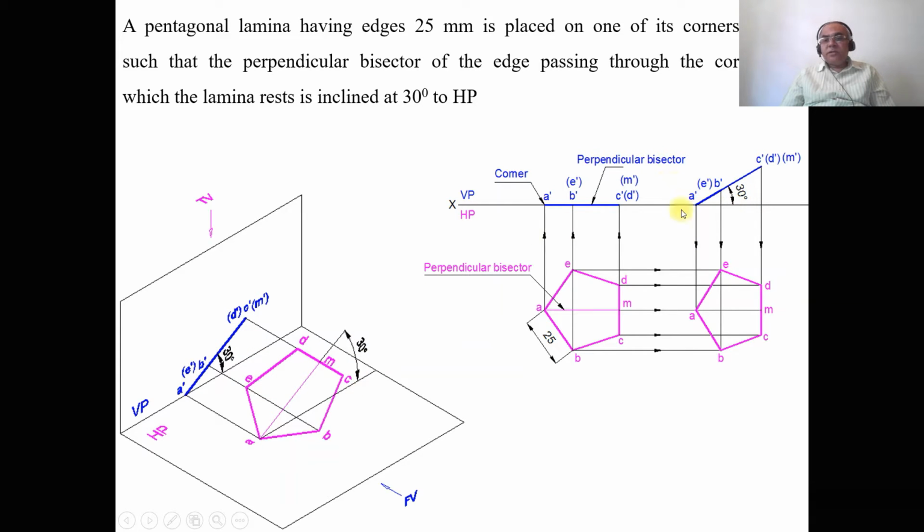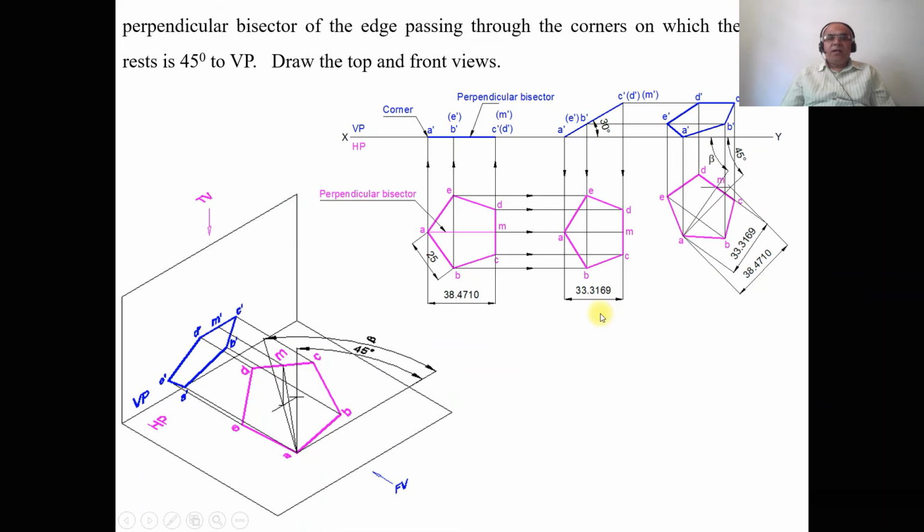In the second position, you can see here the corner is resting on HP, and the perpendicular bisector of the lamina passing through the corner on which it rests is inclined at 30 degrees. So once the surface is inclined, the perpendicular bisector is also inclined. So this you write as the second position top view. As the perpendicular bisector becomes inclined to HP, what happens to the apparent length of the perpendicular bisector? The length of the perpendicular bisector in the top view is going to become inclined to HP, so obviously it is going to become the apparent length.